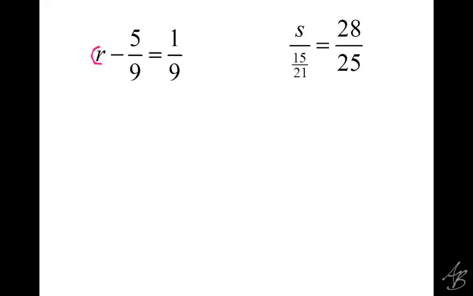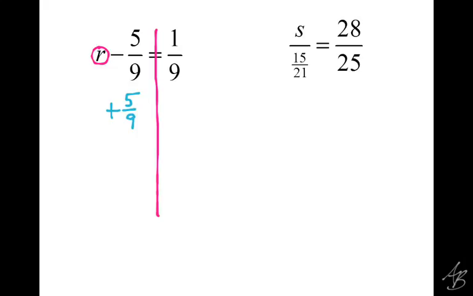We circle the variable. We want to get that r by itself. We draw our line of equality. Remind ourselves that whatever we do on one side, we have to do on the other. And to get this r by itself, what do we have to get rid of? We have to get rid of the 5/9, right? And how are we going to get rid of that 5/9? We're going to add it. So since that's a minus 5/9, we're going to add 5/9 to get rid of it.